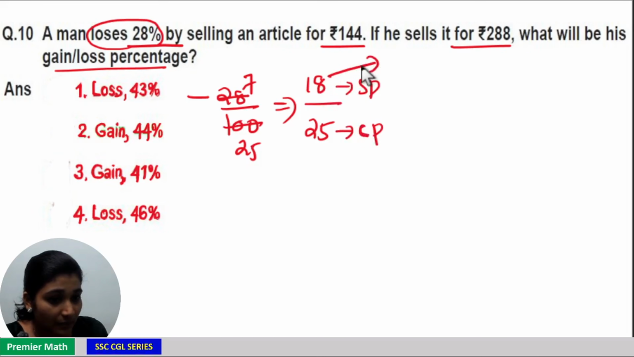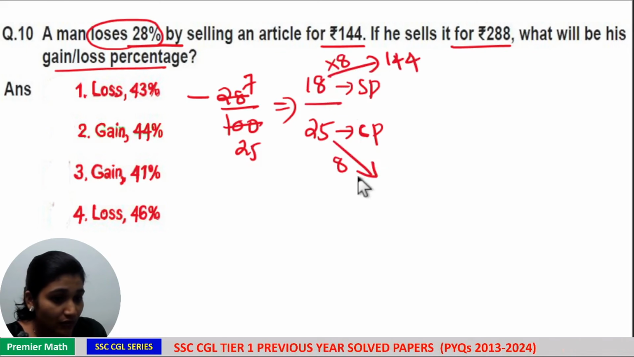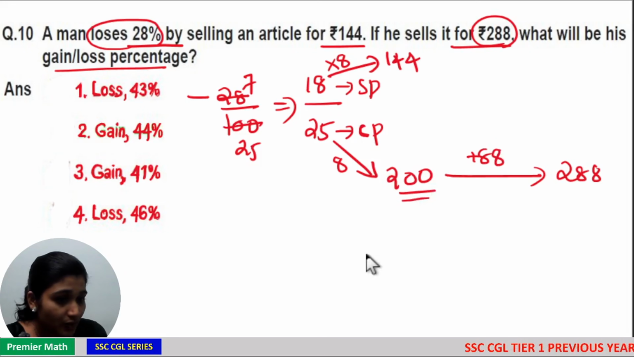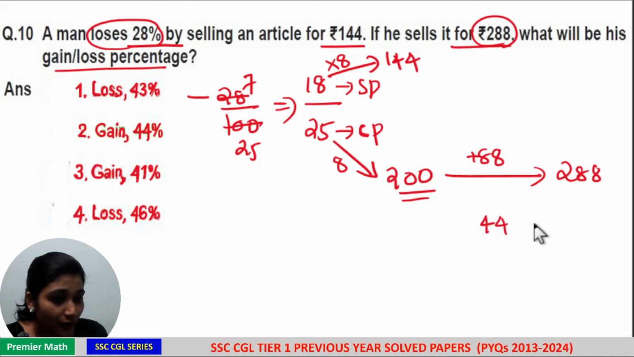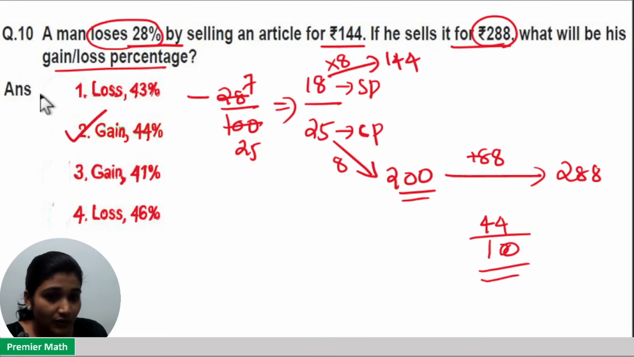So 18 parts sell price and 25 parts cost price. But here sell price is given as 144 rupees. That is 18 parts is 144, and 18 into 8 is 144, which means one part is equal to 8. Then 25 into 8, 200 rupees is the cost price. Now if he sells it for 288 rupees, then profit becomes 88 rupees out of this 200 rupees. 88 out of 200 is the same as 44 out of 100. So option 2 is your answer. Profit is 44%.